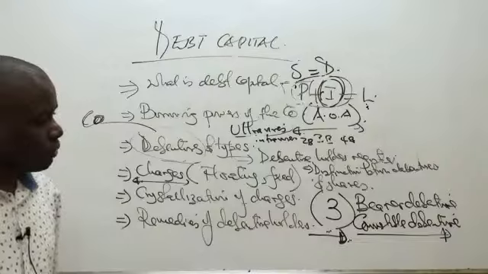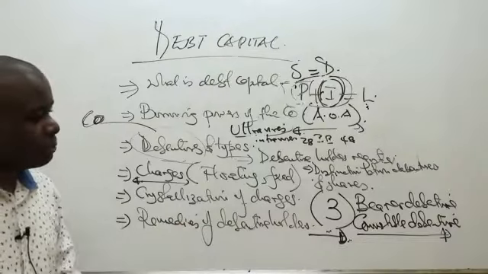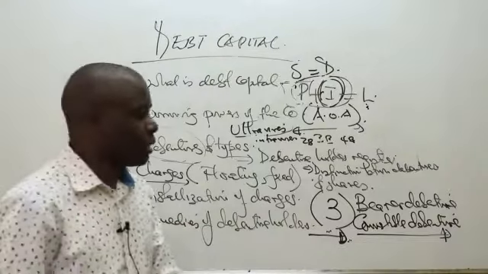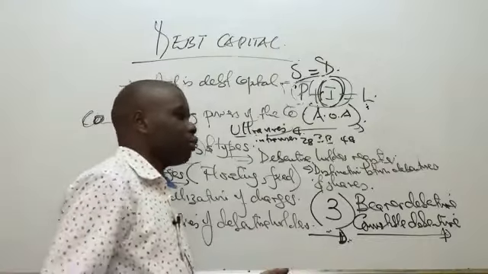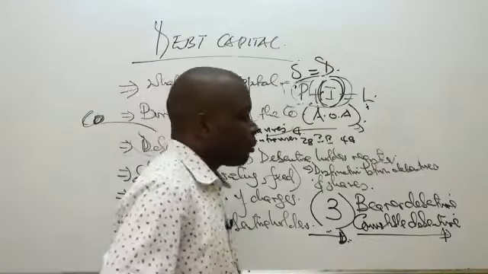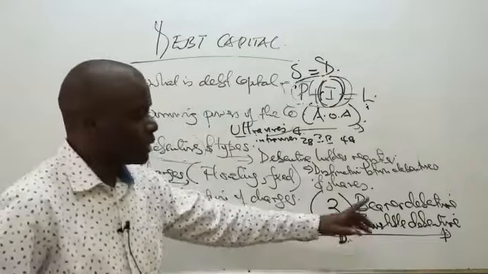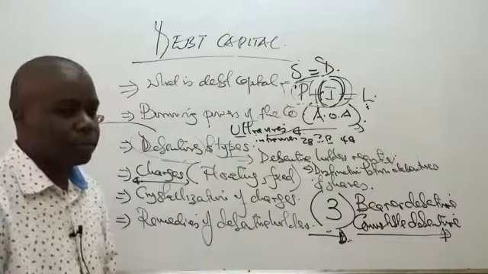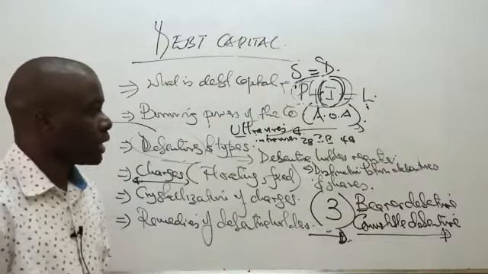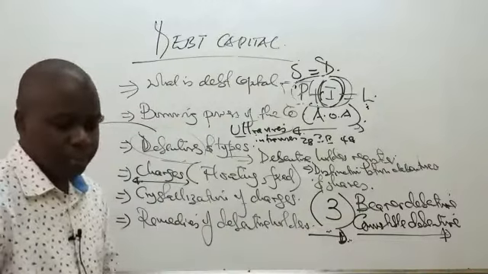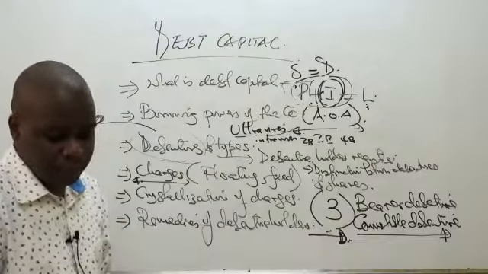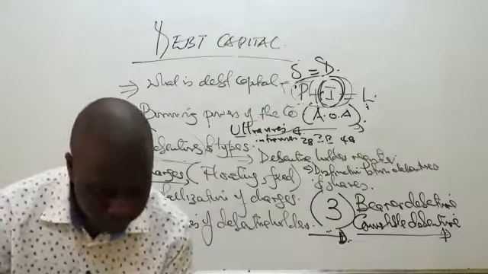The other thing you have to note is that both of them can be redeemed. Remember, we've learned about redeemable preference shares. So here also I've mentioned a class known as redeemable debentures. So both of them can be redeemed. That is a similarity you can mention.